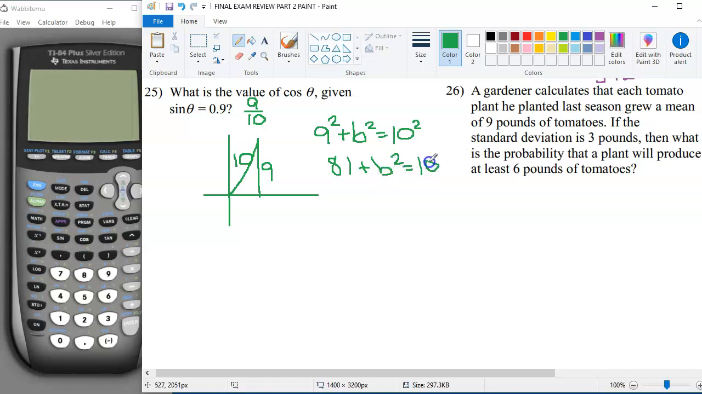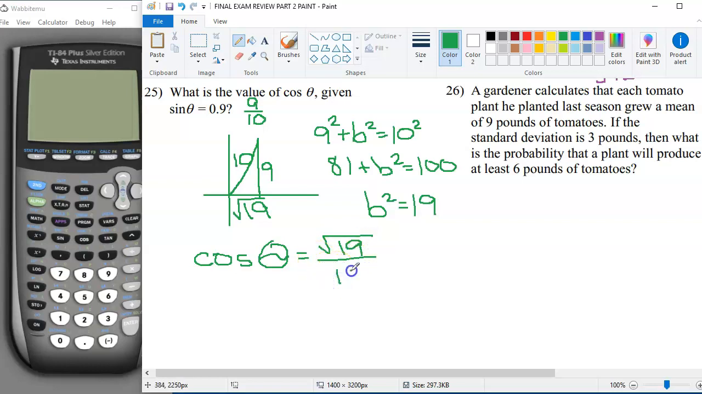All right, we got that. B squared is 19. So that means 19 is not a perfect square, so I'm going to have to just put radical 19, which means the cosine of theta is the square root of 19 over 10. All right, now, this is another one of those problems where if you are using their answer key, you're going to notice something weird. They wrote square root of 0.19 on the answer key. I would never write it like that in a million years. I'm just being honest with you. But I want to show you what they did real quick.